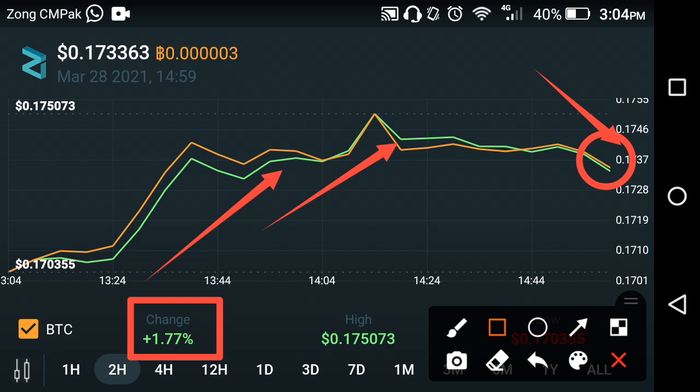As you can see in the last 1 hour result for Zilliqa cryptocurrency, the change is a positive 1.77% that occurred in Zilliqa in the previous 2 hours. And the high price of Zilliqa in the previous 2 hours is $0.175073. So that's the live price update of the last 2 hours and the last 1 hour.